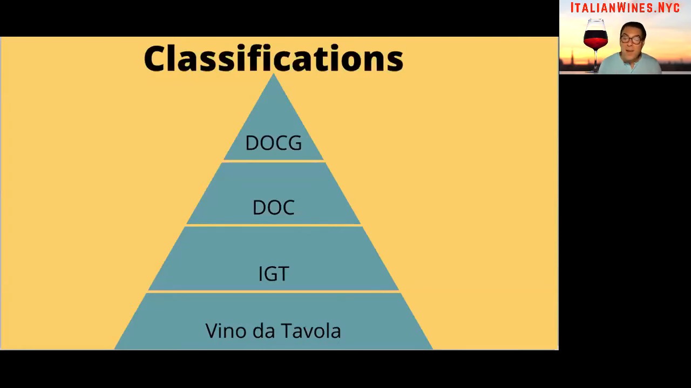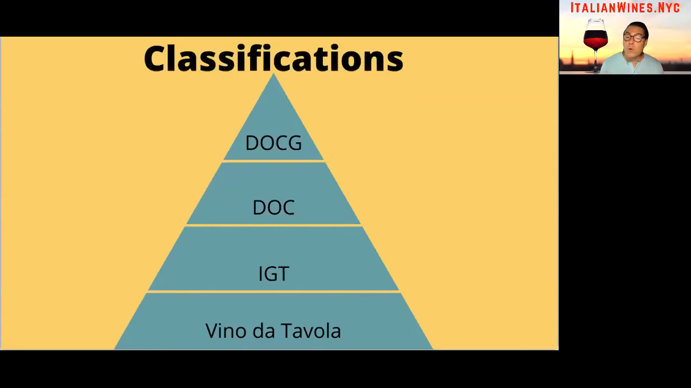There are 4 main types of Italian wine classifications. Most people will tell you that this pyramid illustrates levels of quality, with vino da tavola, or table wine, being the lowest quality, and DOCG being the highest at the top of the pyramid. But that would be an oversimplification. If you've seen my video on the top 10 rules of Italian wine, you'd know that there's always an exception to the rule in Italy.